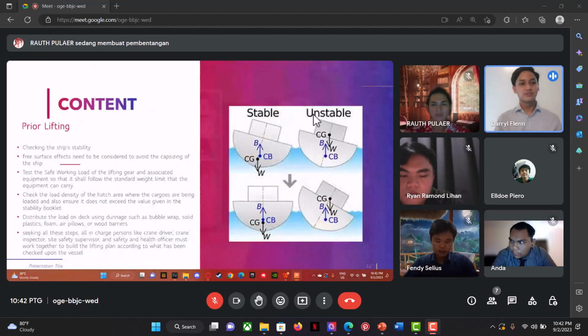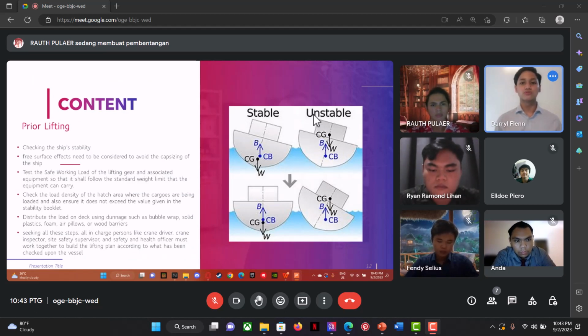Okay. Moving on to the first topic, in prior lifting, there are various steps that need to be taken to build a lifting plan. So first is determining the stability of the ship. This is to ensure the ship does not move from its original position during loading of cargoes into the decks. The second point, which is dry cargo operation, is to supervise and direct cargo loading and unloading activities. This is to avoid the capsizing of the ship.